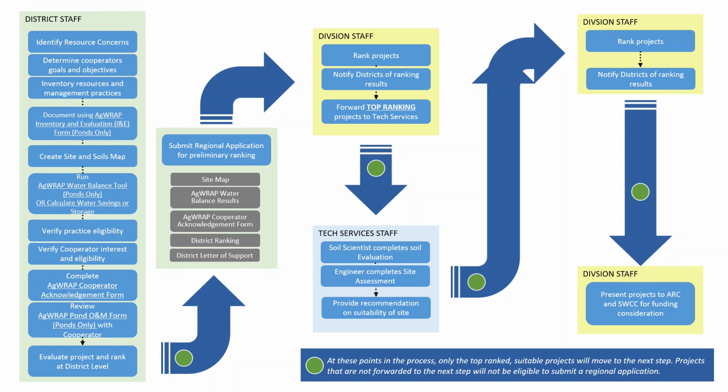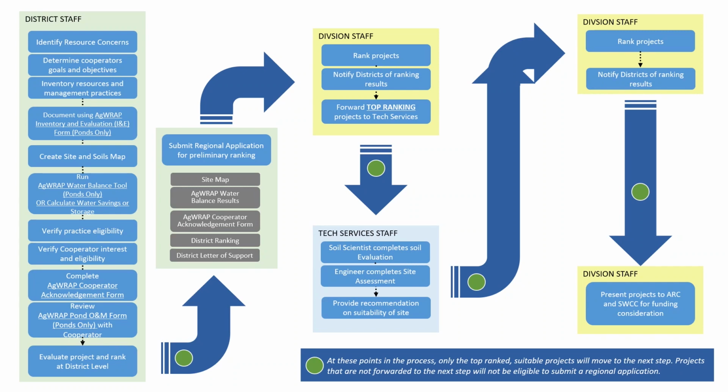It is the hope of the division that districts will only continue with the rest of the process for the highest ranking projects. After the district ranking is complete, a district staff member can submit the regional application and form site on behalf of the cooperator. It is important that all required forms are uploaded into the application.